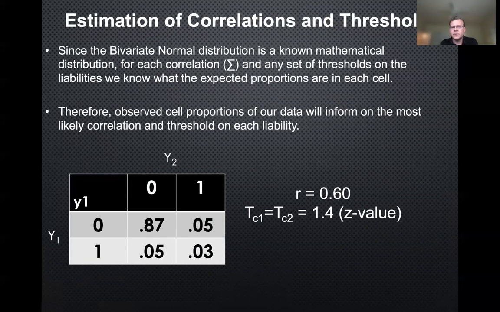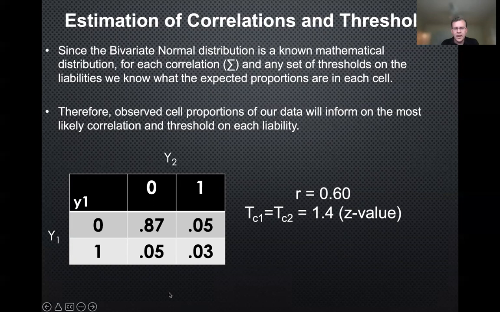Since the bivariate normal distribution is a known mathematical distribution, each correlation or sigma is known for any set of thresholds. And we know what those cell proportions are going to be. Therefore, the observed cell proportions from our data will give us the correlations and the thresholds for each liability.